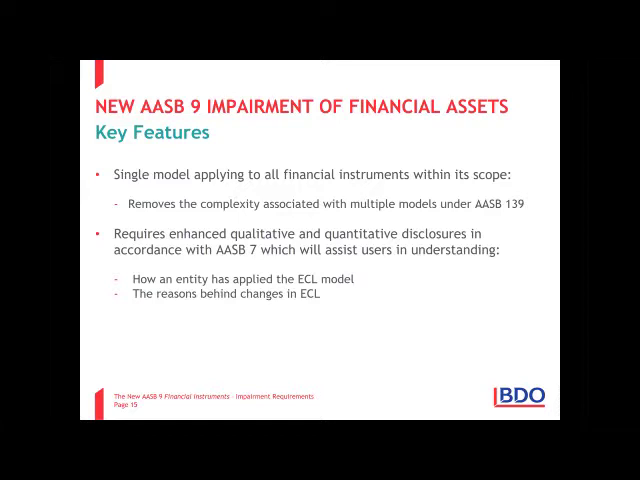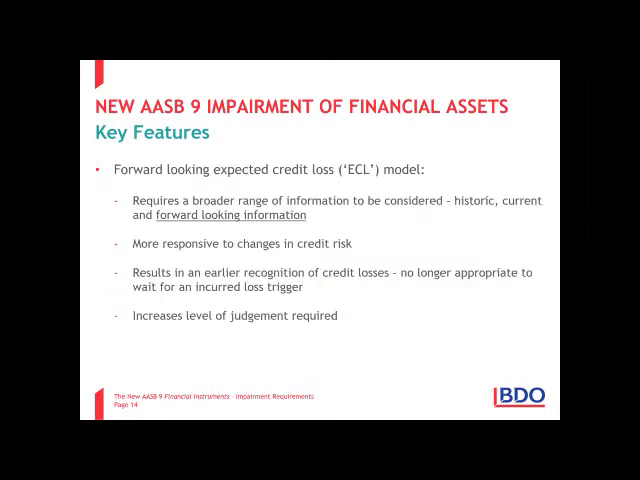So key features of this new model. We've got a single model applying to all financial instruments within its scope. So it removes the complexity associated with multiple models under the current AASB 139. And as I've shown earlier, there were different rules for loans and receivables, held to maturity, available for sale. And also, it requires enhanced qualitative and quantitative disclosures in accordance with AASB 7 that will assist users in understanding how an entity has applied this expected credit loss model and the reasons behind changes in expected credit loss model.